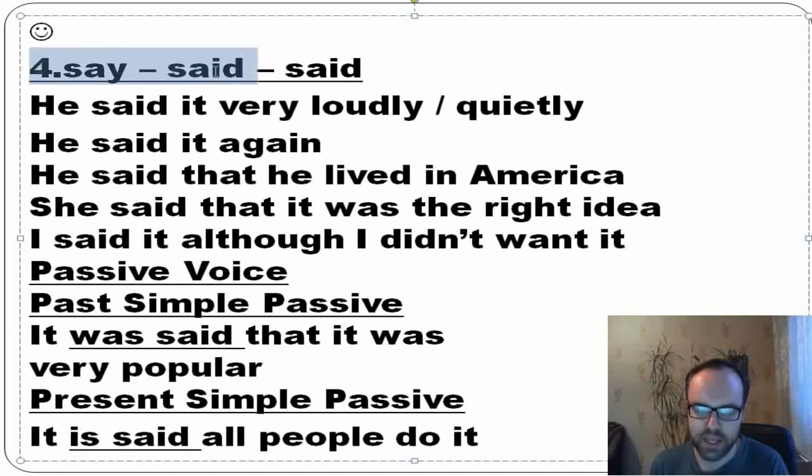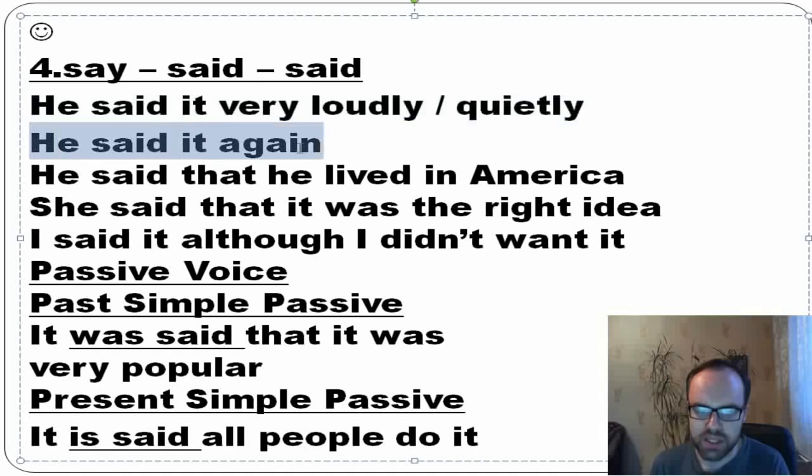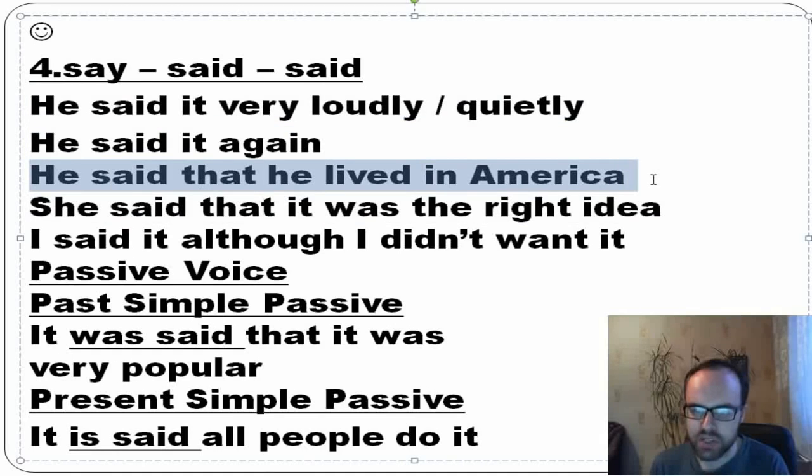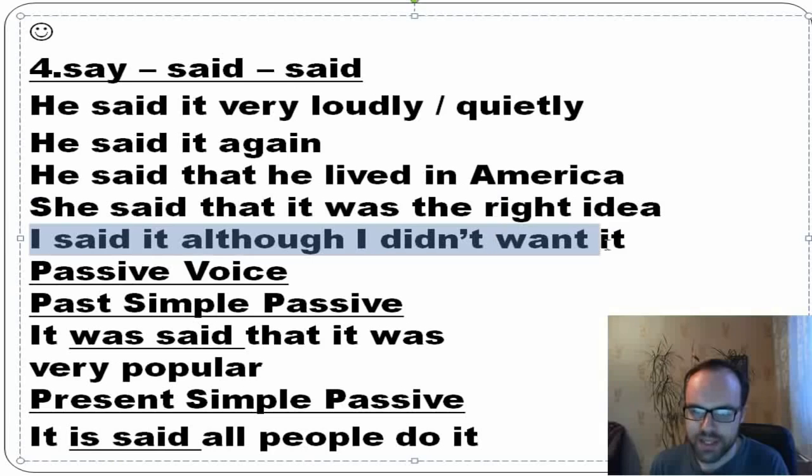Four. Say, said, said. He said it very loudly, or he said it very quietly. He said it again. He said that he lived in America. She said that it was the right idea. I said it although I didn't want it.